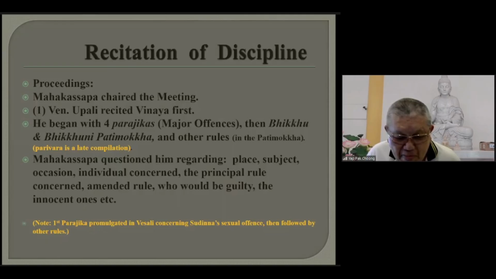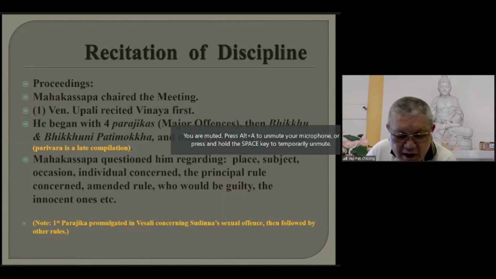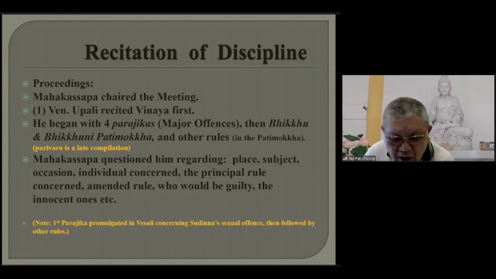So the first agenda, he requested Upali to decide Vinaya first, okay. So Venerable Upali started reciting the monks' rules, beginning with the 4 parajika, the serious rules, the major offenses. No sexual misconduct, no lying, no stealing, no claiming to be an arahant or something like that. So he started with these 4 serious offenses first.